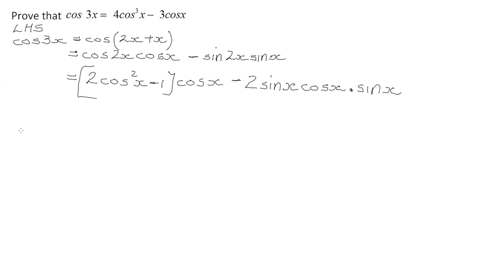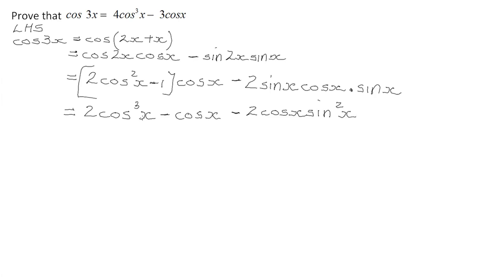Right. So now let's continue. Let's remove the brackets here. We have a monomial multiplied with a binomial. You're going to get 2 cos cube x minus cos x minus here. You will see here you have 2 cos x. I will do this additional step. Sin x times sin x gives you sine squared x.